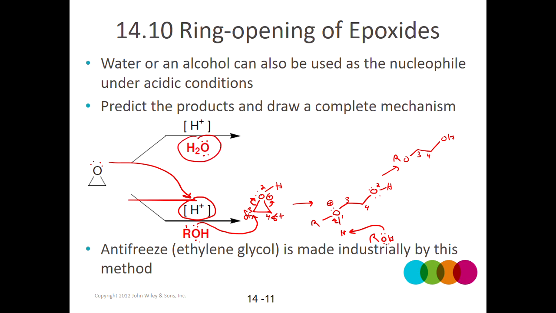If I used water instead, then I would just have a hydrogen here instead of the R group. And so I would make a diol. And this is the reaction we showed last semester in which you can make a 1,2 diol, or 2 alcohols on adjacent carbons. That structure specifically is ethylene glycol, and this reaction is the main way that ethylene glycol is made industrially. First they make the epoxide, then they react it with H3O plus to make the diol.